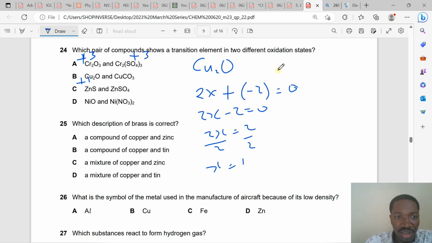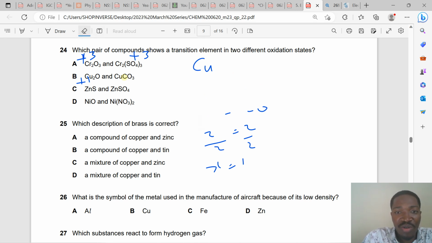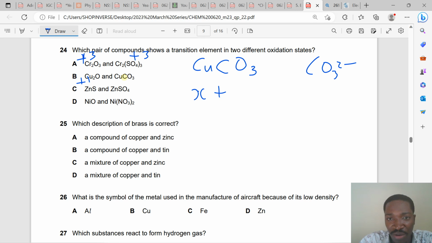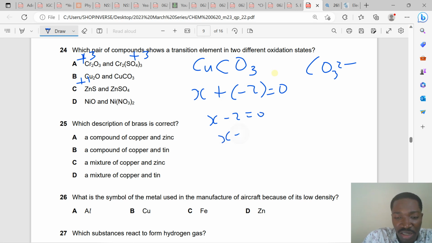Now let's try it out in the second case. What will be the oxidation number of copper here? It's obvious this one will be 2, because this is copper carbonate. But let's just solve it. CuCO3, copper carbonate. So we have X plus CO3, which is always written as CO3 2-. That's the carbonate ion. The charge is -2. So we have -2. All of this should give us 0. So X minus 2 should give us 0. That means X is equal to 2.